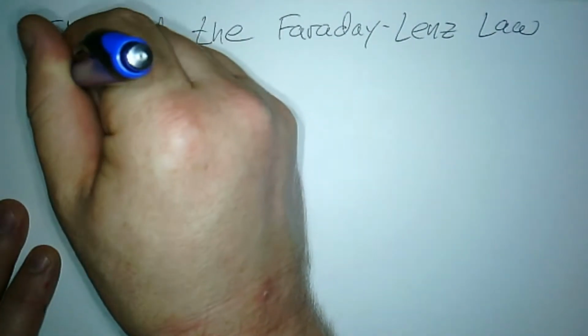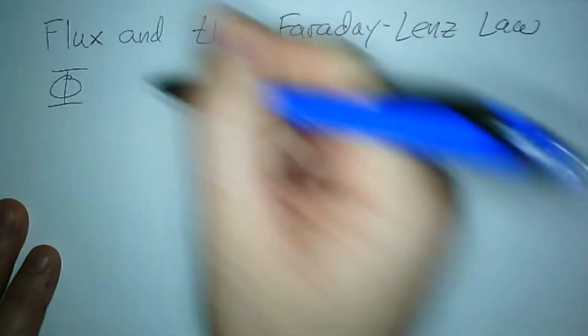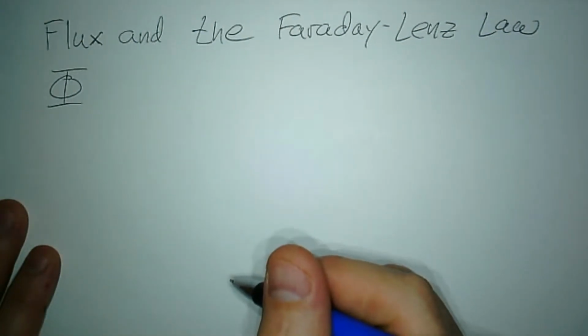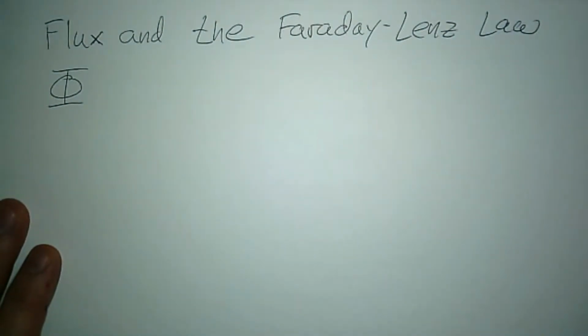All right, so let's go ahead and dig into this and how we deal with this. Let's start with flux first. For flux, we're going to use the Greek letter capital Phi. There's electric flux and magnetic flux. We're going to specifically be talking about magnetic flux today, but they're basically the same thing.